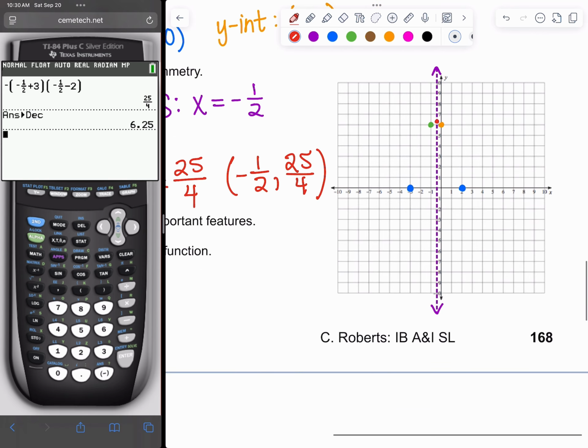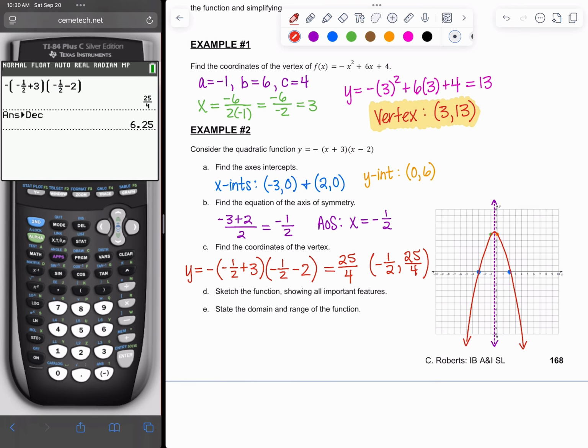So now all we have to do is connect with a smooth curve. It doesn't have to be perfect. Just go through the important pieces. So that's the way our graph will be sketched.